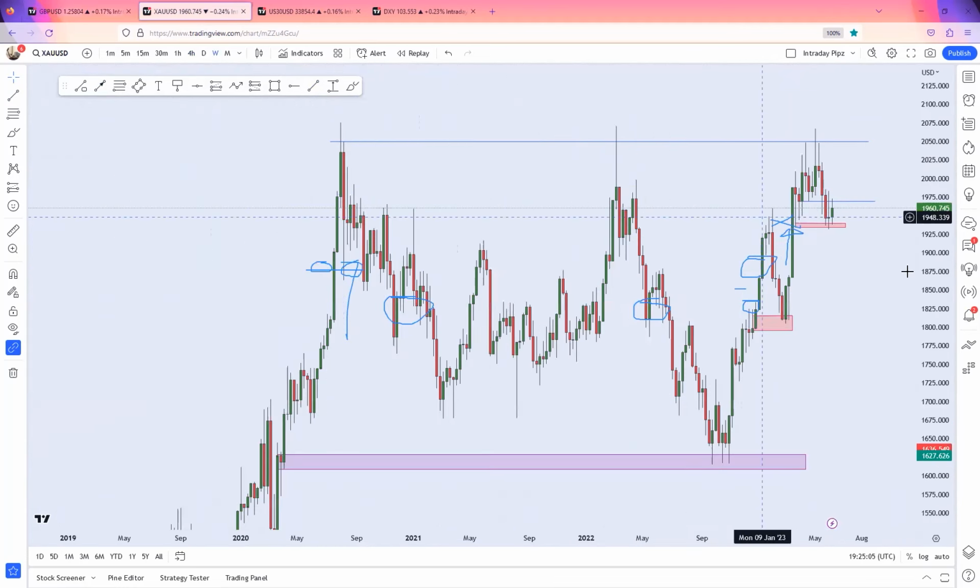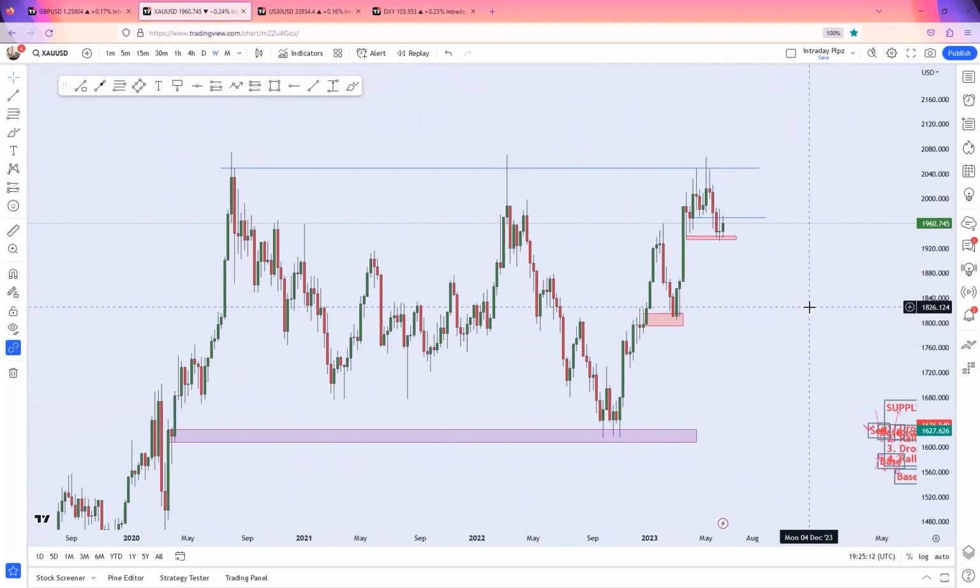So let's also look at gold. Gold had respected a broken structure, so we did see a break in price. Price broke above this structure, went to test the previous zone, and we saw a series of rejections. So the highs were being rejected.